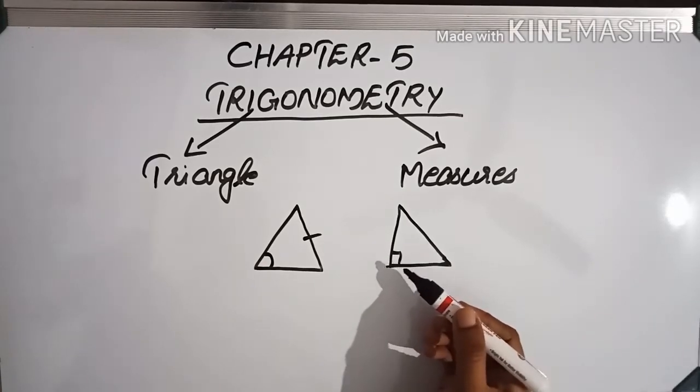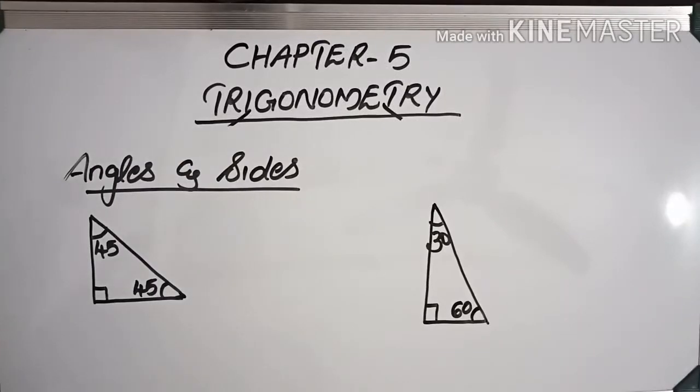Now our first subheading is angles and sides. This one you already learned in 9th standard. You have learned two types of right triangle. The first one is 45, 45, 90 degree. And the second triangle is 30, 60, 90 degree, with angles as 30 degrees, 60 degrees and 90 degrees. These two are right triangles.